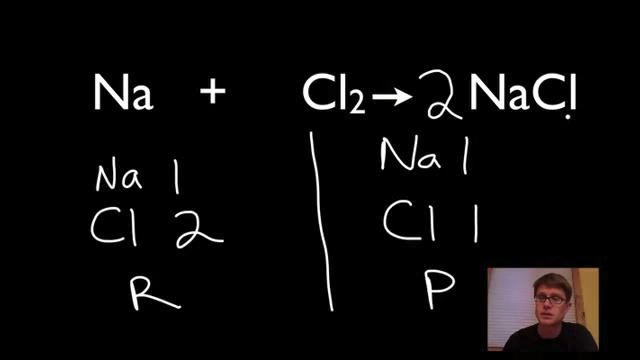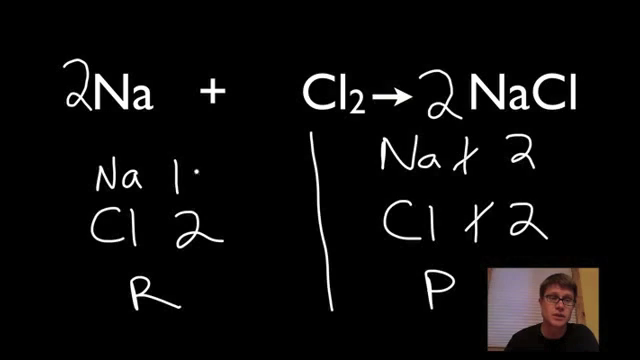So by adding a 2 on the right side, I've taken care of my chlorine. So on the right side now, I have 2 sodium and 2 chlorine. But I've set up another problem. In other words, I have 2 sodium on the right side, so now I have to balance that over here. So I'm going to come back here and write a 2 over here, which makes this a 2. Okay, so now we've got 2, 2, 2, 2, and that's balanced.